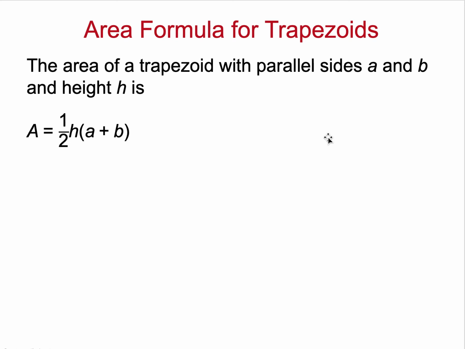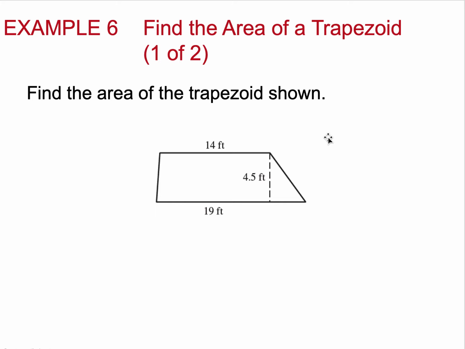Now, the formula for the area of a trapezoid, this is one that students have to really remember. This is somewhere they can typically get stuck. It's 1/2 the height times the sum of A and B. So if I look at this example, A and B are 14 and 19. 4.5 is going to be the height.